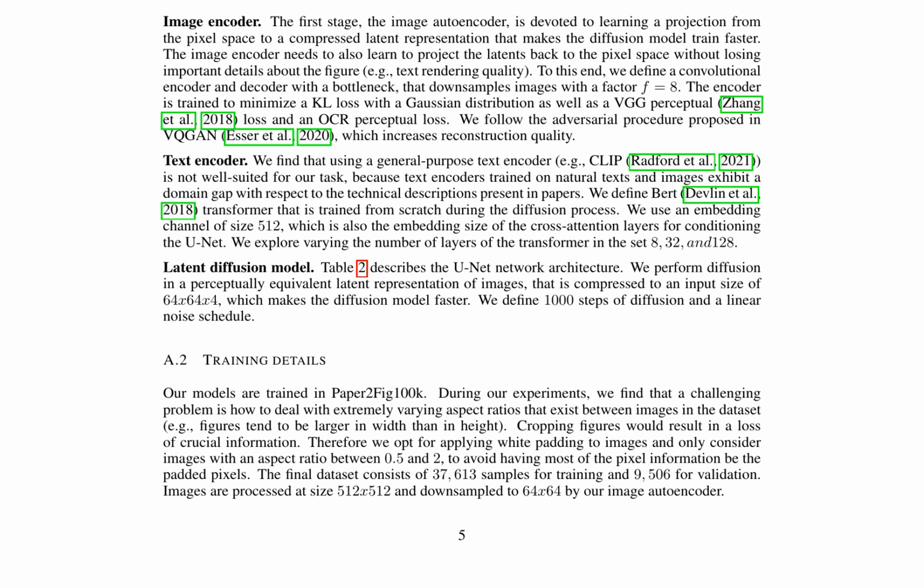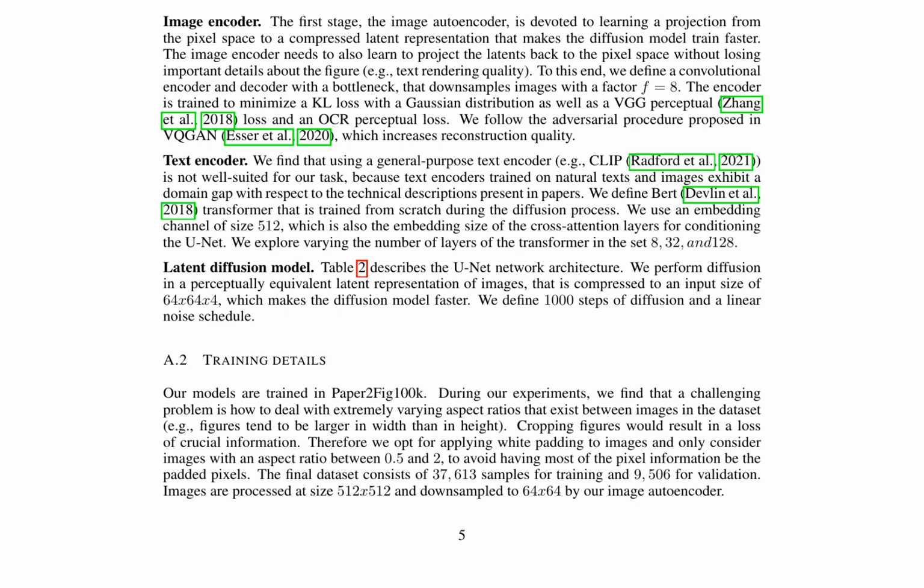The model is trained on the Paper2Fig100K dataset, consisting of 37,613 samples for training and 9,506 for validation. Images are processed at a size of 512 by 512 and downsampled to 64 by 64 by the image autoencoder.